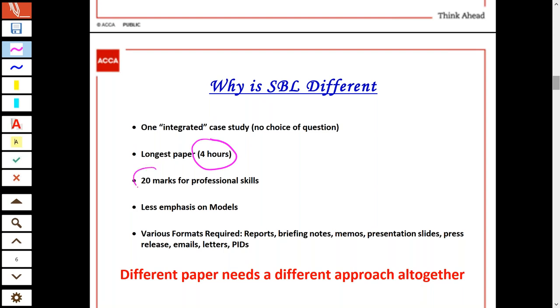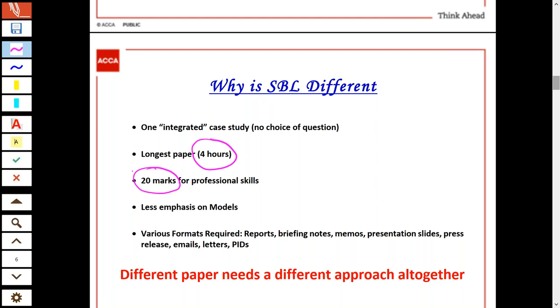And then there are 20 marks for professional skills. My God. In all your other papers, the maximum professional skills marks was 4 marks out of 100. But in this paper, the professional skills marks is 20 marks out of 100. So if you take a step back and think, 20% of your paper depends on professional marks. That's one big full-fledged question, 20 marks.